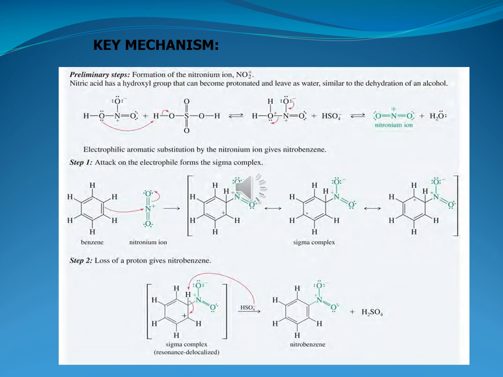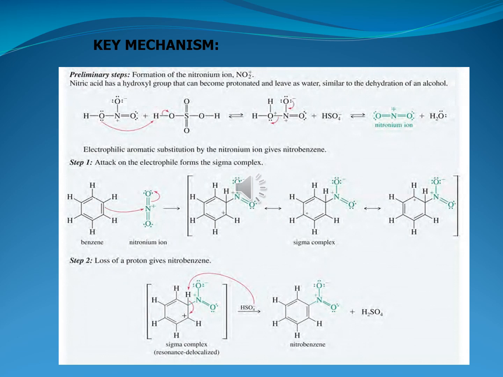The key mechanism of nitration of benzene molecule consists of the following three steps. The first step is a preliminary step in which formation of the nitronium ion takes place. The second step is attack on the electrophile that forms the sigma complex. The third step is loss of proton to give the nitrobenzene. Let's see the details of these steps.